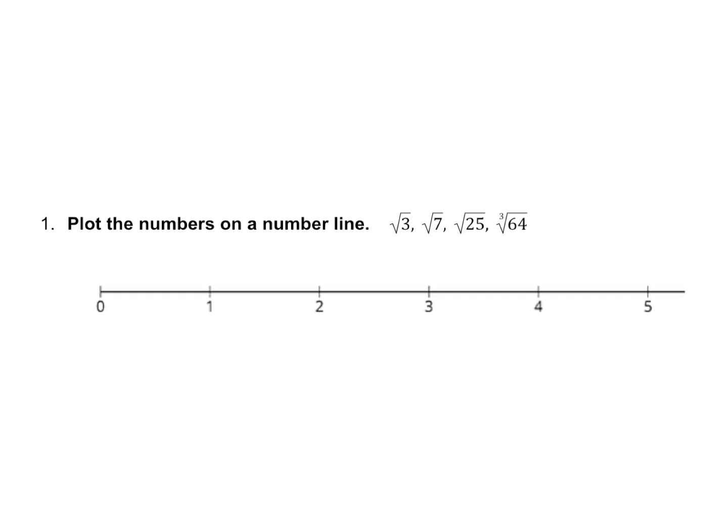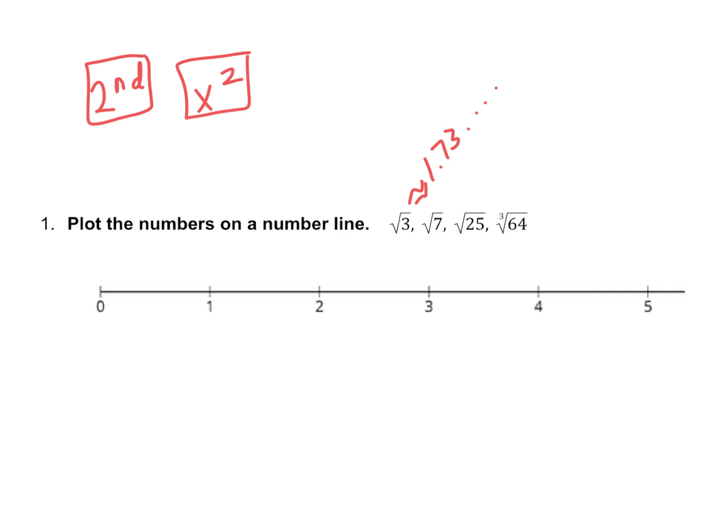So remember when we're putting in square roots on a calculator, we hit the second function button and then x squared to get that square root symbol. So the square root of 3 is approximately 1.732, and then it goes on and on. The square root of 7 is approximately 2.645, and so on. The square root of 25, well, that's a perfect square, so that's exactly 5.